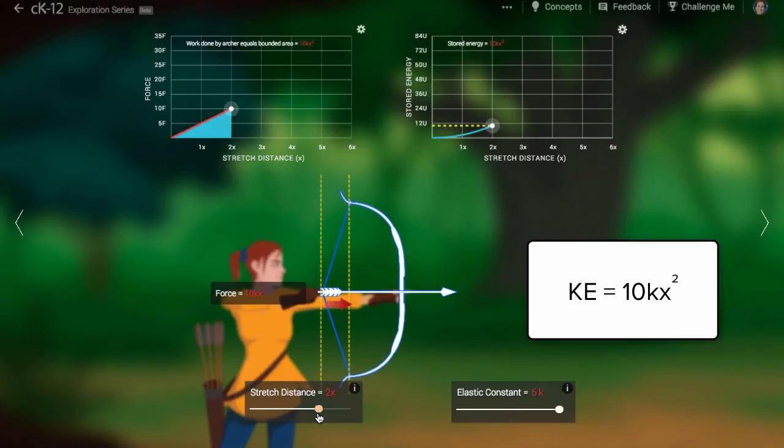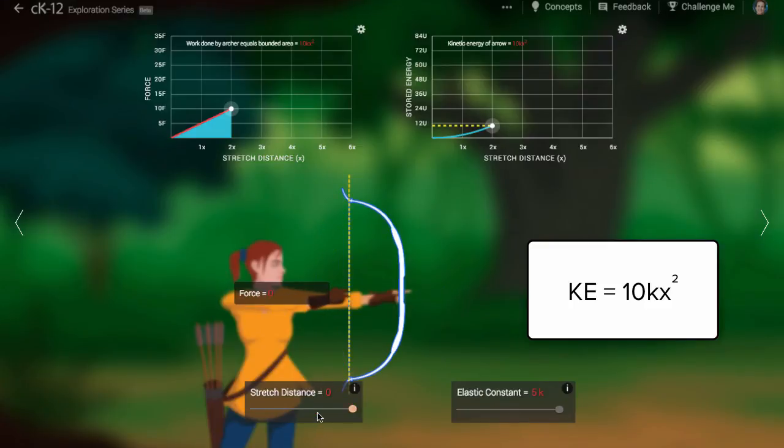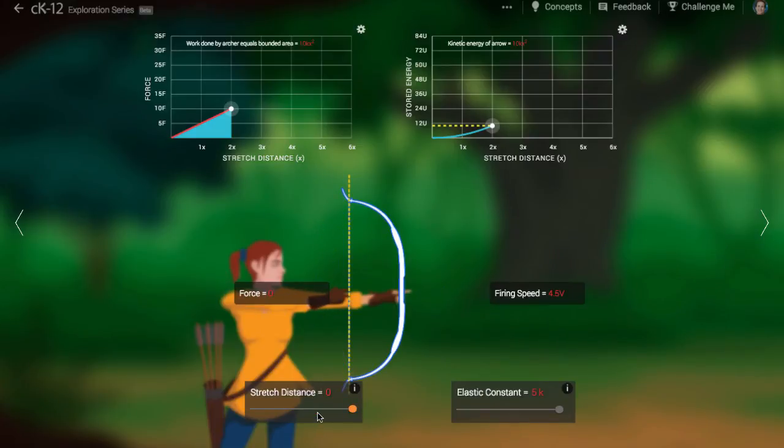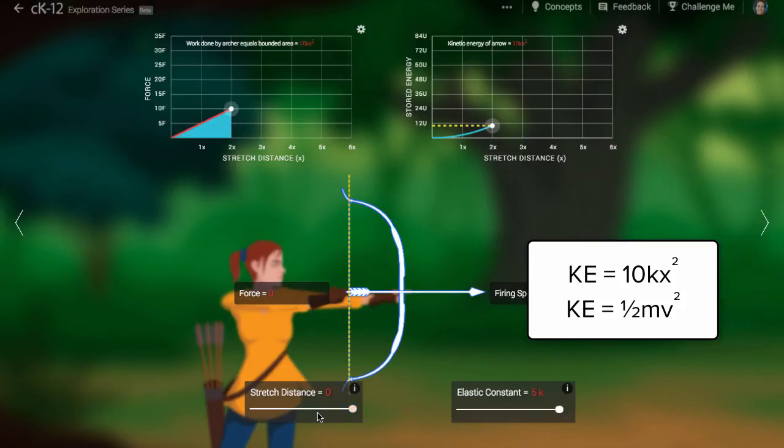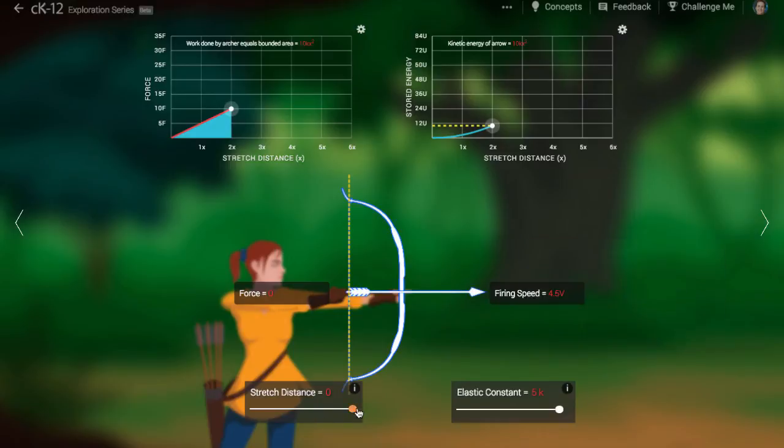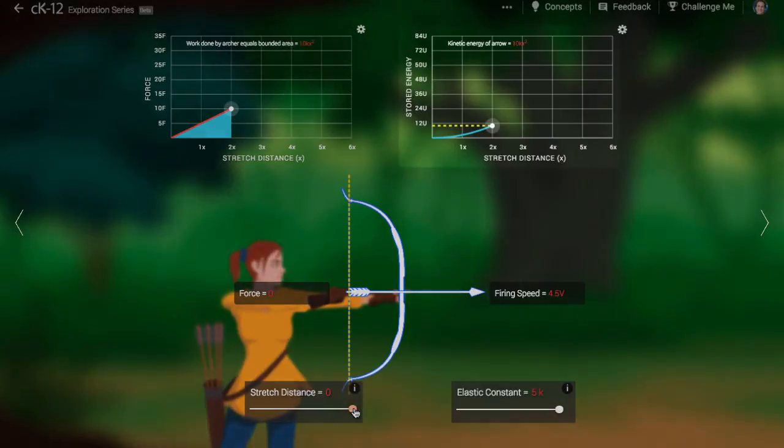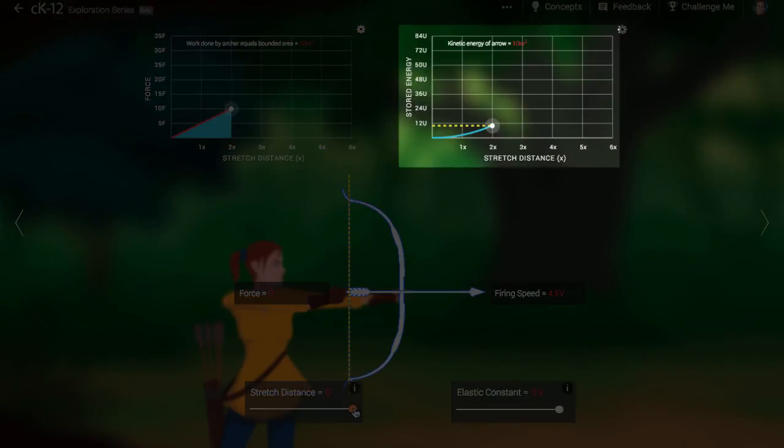We can compute the speed of the arrow using the standard formula for kinetic energy, 1/2 mass times velocity squared. The energy stored in an elastic object obeys rules that can sometimes be counterintuitive. For instance, let's compare the energy stored if we pull back by a distance of 2x to the energy stored if we pull back by a distance of 4x.